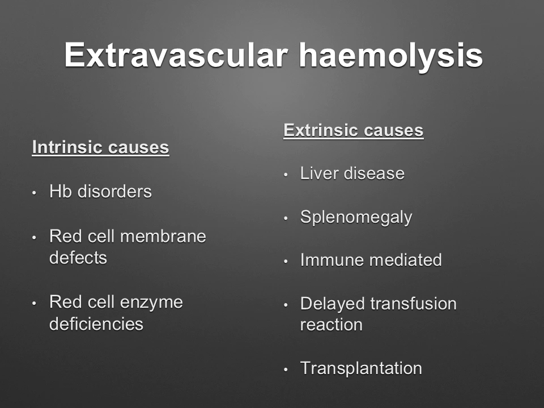What's probably a more common cause of the extravascular hemolysis that we'd see in the ICU would be the extrinsic causes, such as liver disease, where you can get an effect on the red cell membrane, splenomegaly leading to red cell sequestration and destruction, some of the immune-mediated processes where, for instance, you can have a delayed hemolytic transfusion reaction that can occur 1 to 2 weeks after a transfusion, or immune hemolysis by solid organ or bone marrow transplantation, for example.